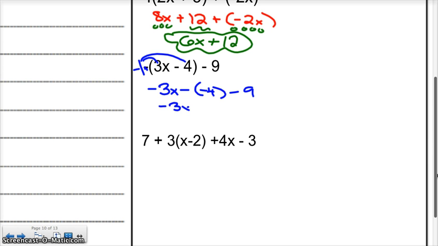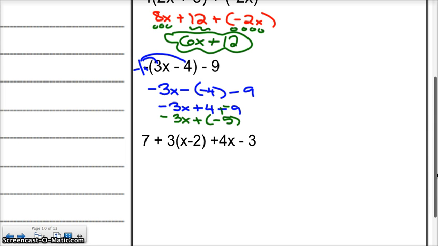Negative 3x plus 4 minus 9. I said plus 4 because minus a negative is plus. Negative 3x, now this is plus a negative 9. 4 plus a negative 9 is negative 5. So I can just add that negative 5.